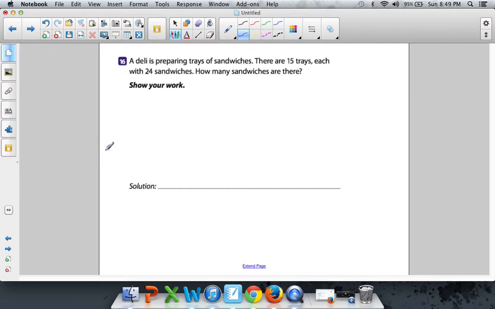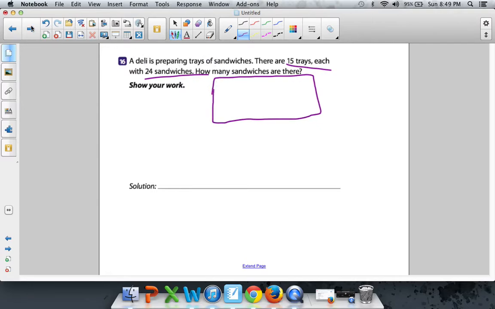So look at number 16. A deli is preparing trays of sandwiches. There are 15 trays, each with 24 sandwiches. How many sandwiches are there? Okay, so 15 times 24. No problem. So if I were you, this is a scenario where I would do the area model. I would draw myself a little box.